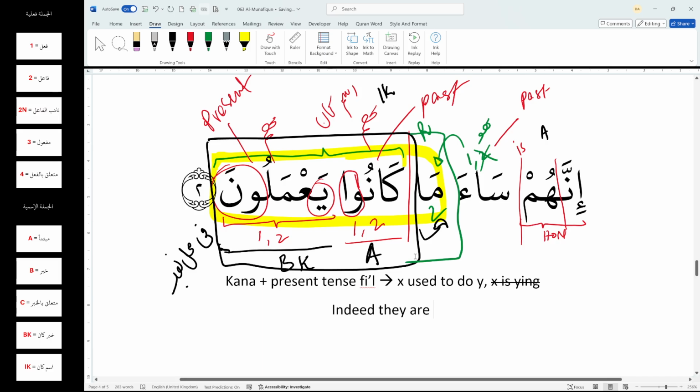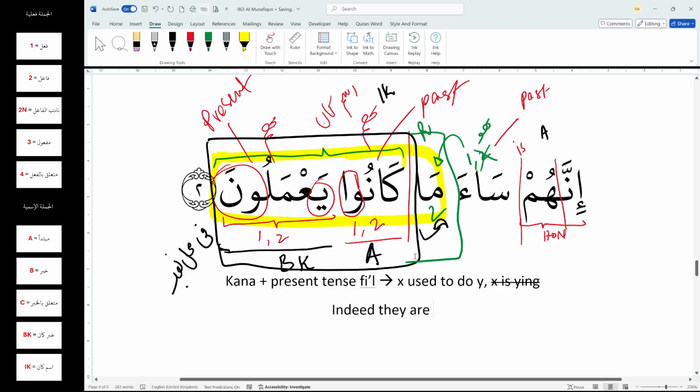It's fi'l ta'ajjub. And it has an outside fa'il which is ma, okay? And ma is connected to kanu ya'malun. So I'm going to first translate ma, the fa'il, and then I'm going to translate the fi'il. So how terrible, I'm going to come before it and say what, which is ma, kanu ya'malun, they used to do. Okay? And then you come and translate the fi'il. How terrible.